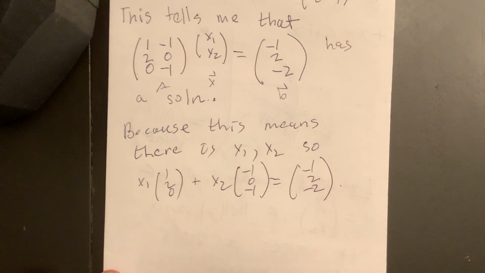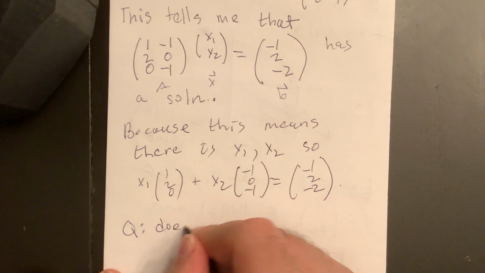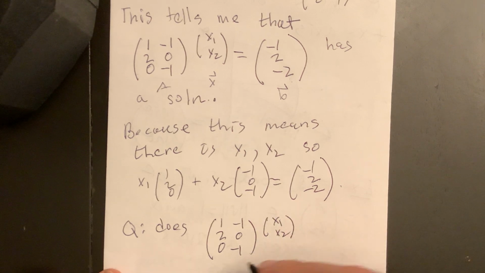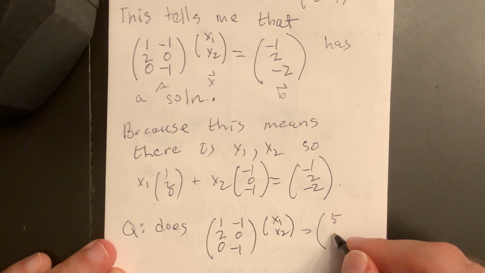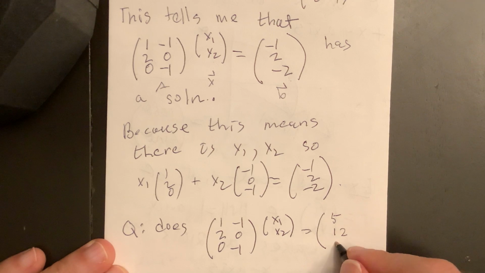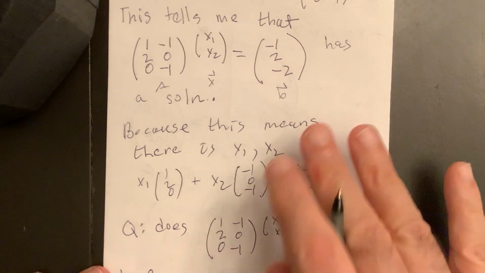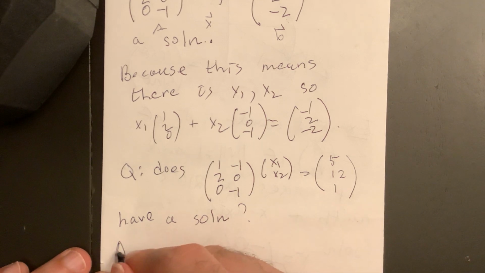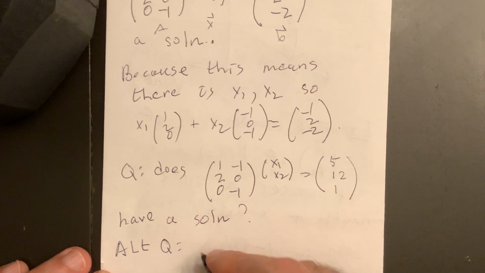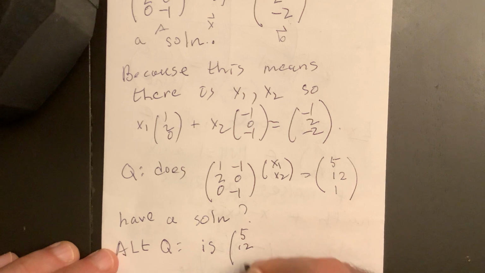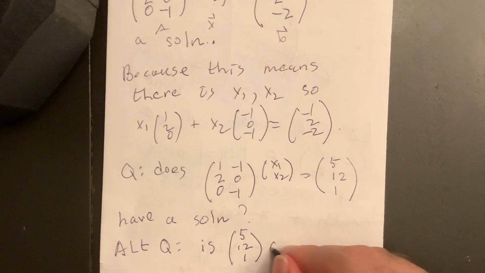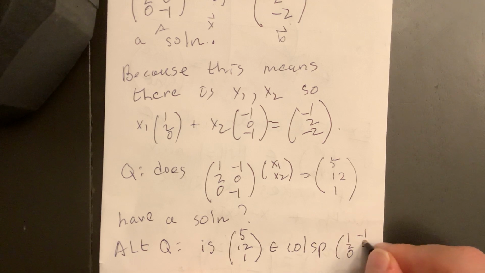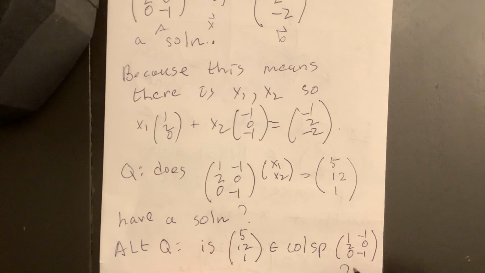So if I ask you, question: does AX equal, let me say I put something else in, 5, 12, 1, have a solution? Well, another way to say it, an alternate question, is: is 5, 12, 1 in the column space, in the span, column space of 1, 2, 0, minus 1, 0, minus 1? So is it in the span there?